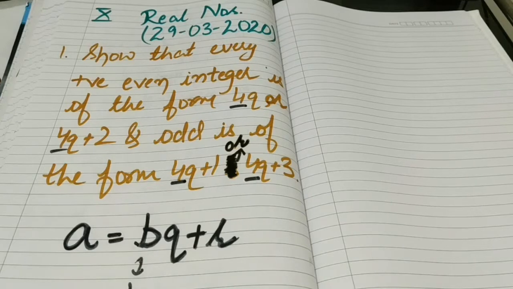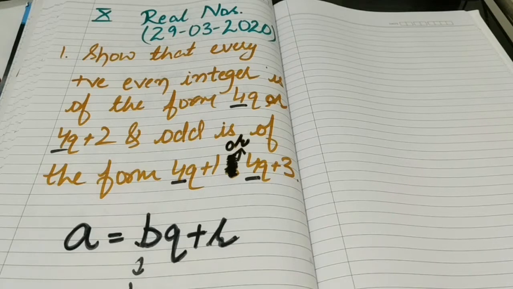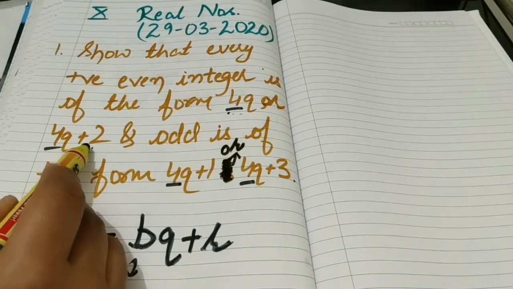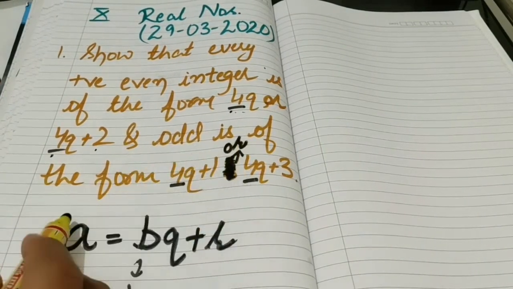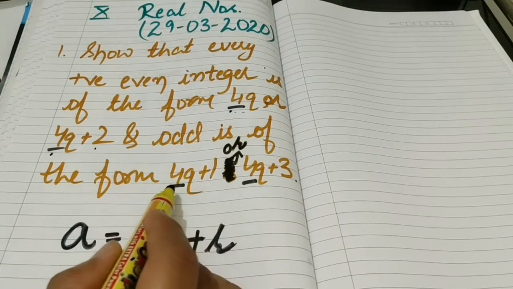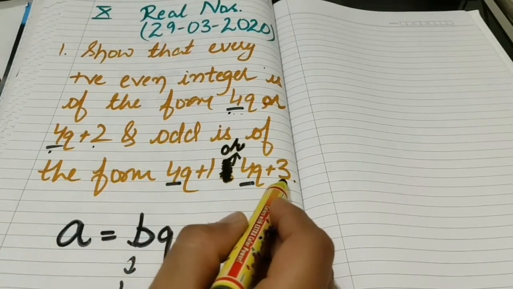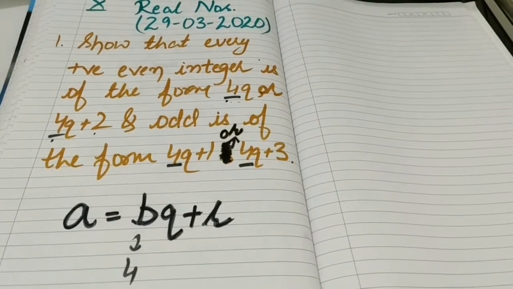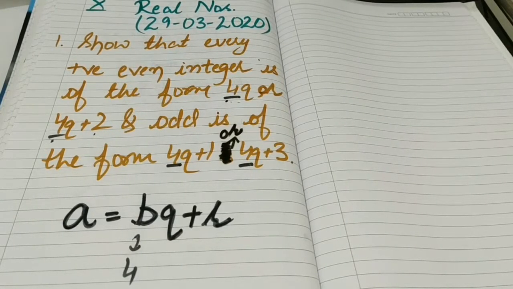Now the question arises: how will we get the idea that the value of b is 4? We will get this idea from the question itself. As it is given in the question that every positive even integer is of the form 4q, means multiple of 4, or 4q plus 2 means 2 more than multiple of 4, and odd is of the form 4q plus 1, 1 more than multiple of 4, and 4q plus 3, 3 more than multiple of 4. So if we relate the given situation by division lemma, from there we will get the idea that the value of b is 4.